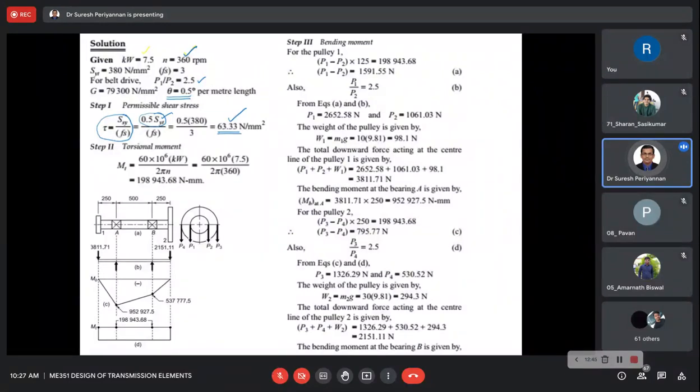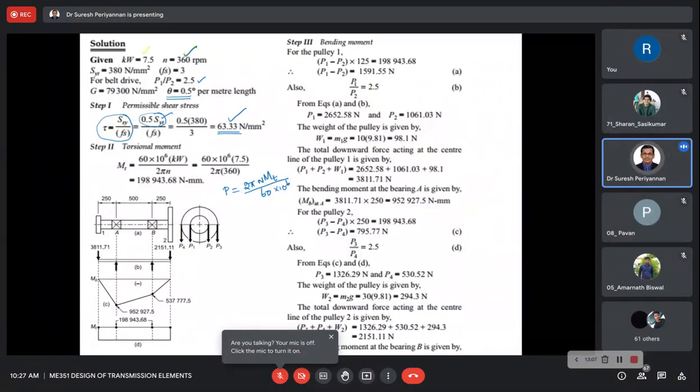Now we come to the torsion moment. What is the torsion moment? We have to find it out. Power is given. The power is 2 pi N Mt divided by 60, where Mt is nothing but the torsional moment. Now in terms of Newton mm, I am multiplying by 10 power 6.